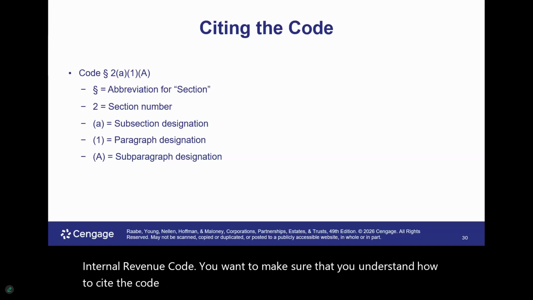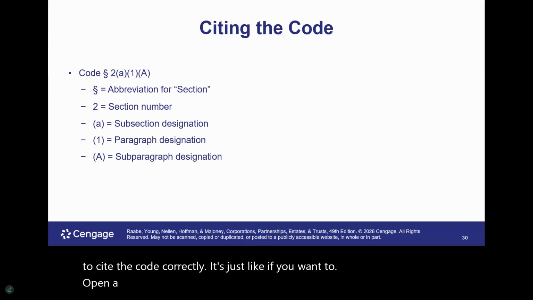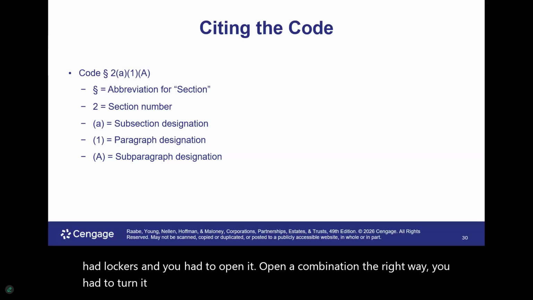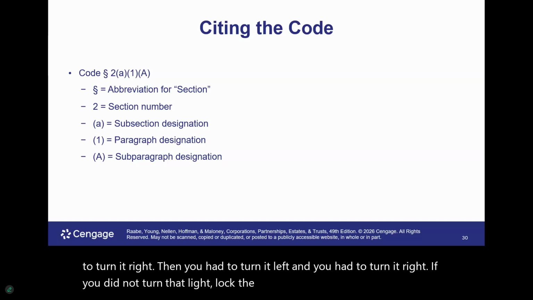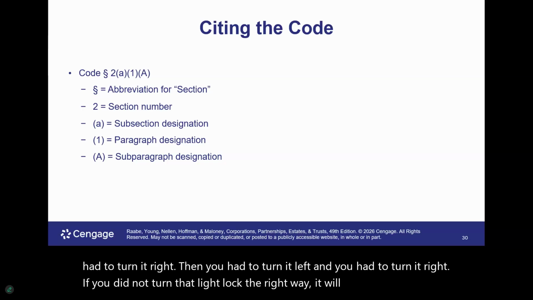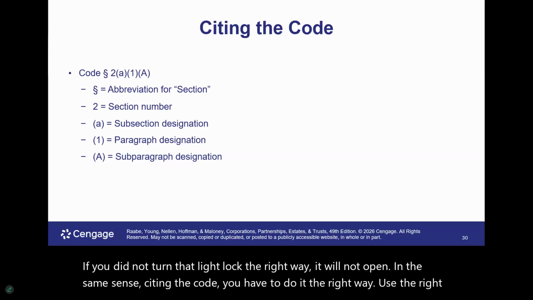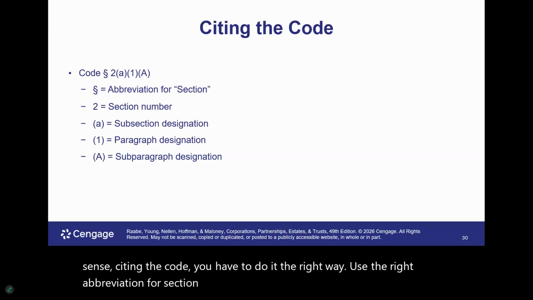It's just like if you want to open a lock. The combination, I remember back in the day in school, we had lockers and you had to open the combination the right way. You had to turn it right, then you had to turn it left, then you had to turn it right. If you did not turn that lock the right way, it will not open. In the same sense, citing the code, you have to do it the right way. Use the right abbreviation for section, subsection, etc.